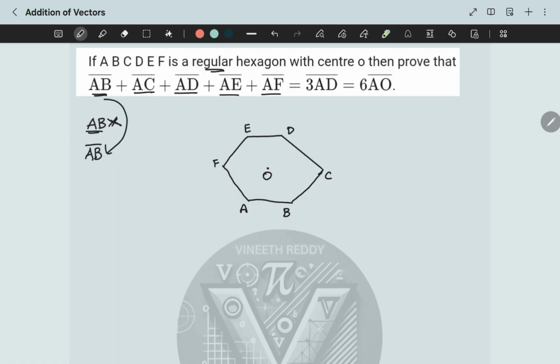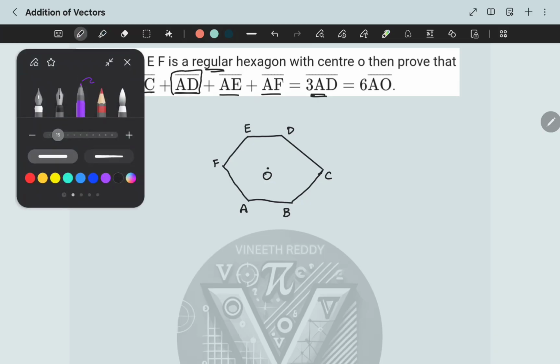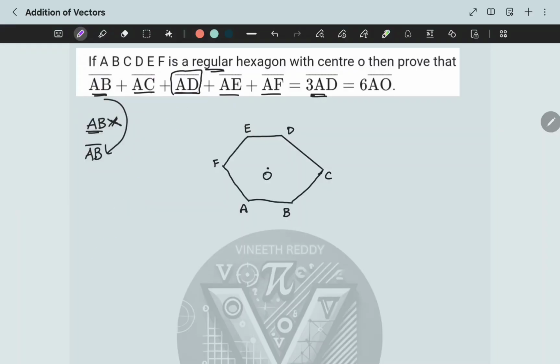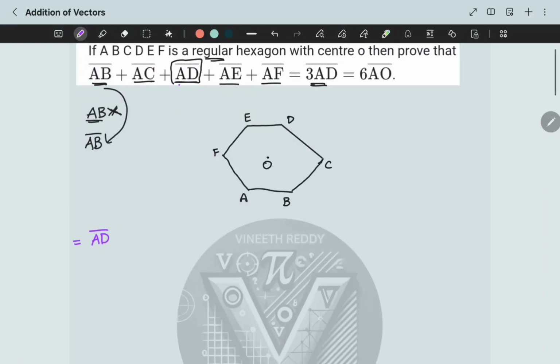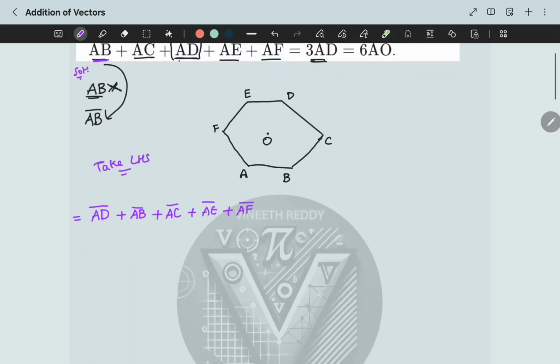So what should we do? See, we need 3 times AD vector, right? We have one AD vector already, so let us not disturb that. Let us write this AD vector as it is. Next, we will write AB vector here. And then we have AC vector, and then we have AE vector, and we have AF vector. We are taking LHS, dear students, right? I hope you understood this.